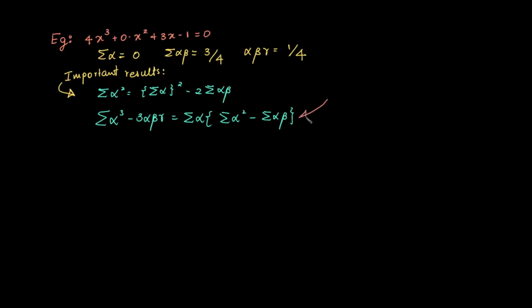Please know that this is only for cubic equations. For quadratic equations, you must use a factorization. Alpha cubed plus beta cubed is equal to alpha plus beta into alpha squared minus alpha beta plus beta squared, that I discussed in the previous video.